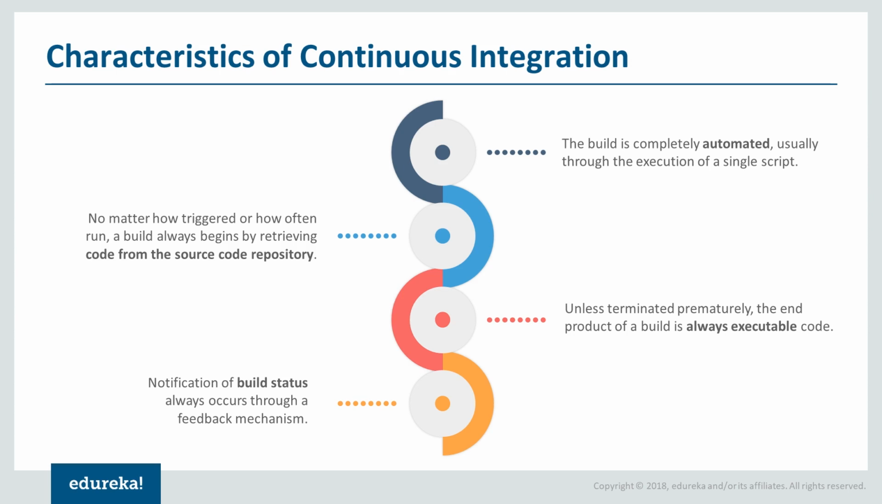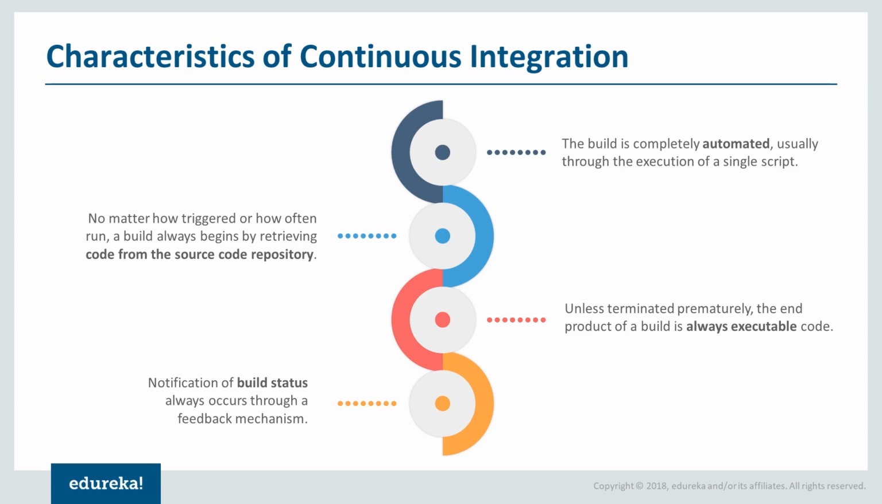Now, the second characteristic of a CI pipeline would be that no matter how triggered or how often a run happens, a build will start by retrieving from the source code repository. So it will always start from fresh, from scratch. It will not be the case that, let's say you have run a single job multiple times, and since you have the source code repository already pulled and it is there in your Jenkins cache or Jenkins workspace, that it will be taken from there. It will always be started from scratch.